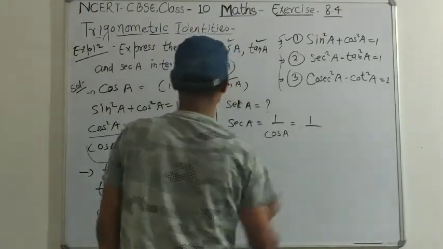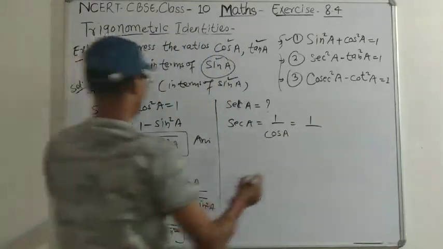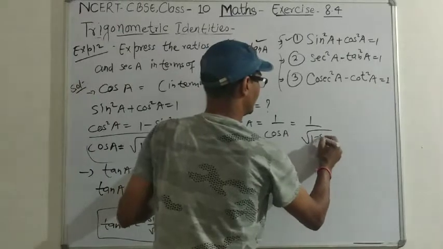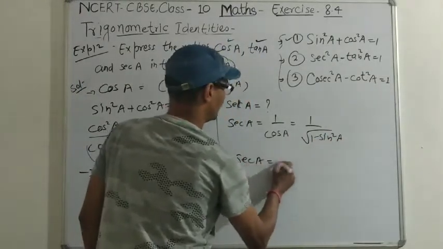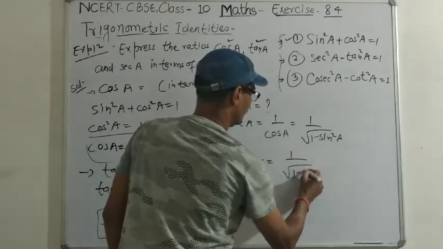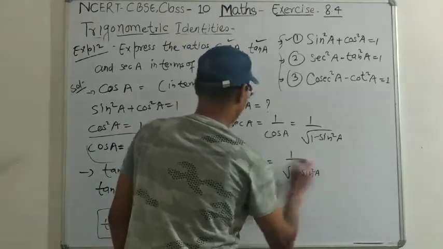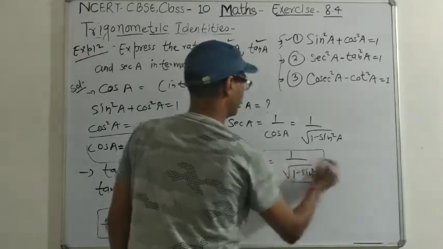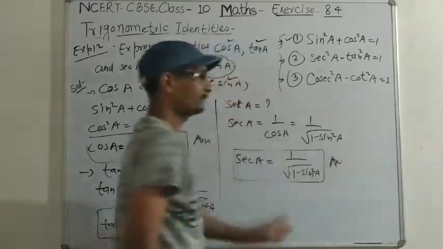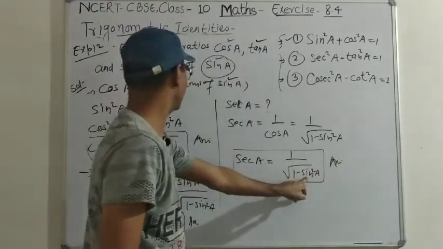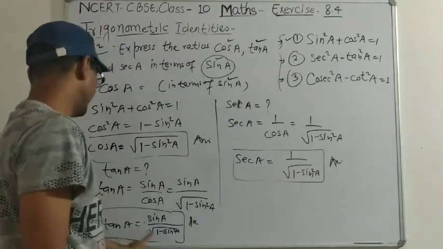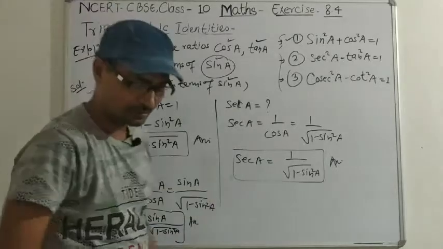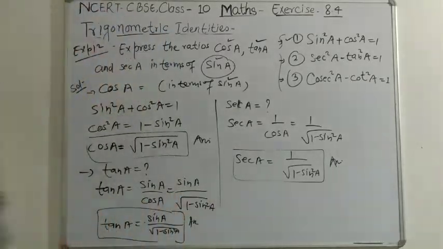So 1 by what is cos a? Already we have cos a, root over 1 minus sin square a. So sec a equal to 1 by root over 1 minus sin square a. So it is the answer of sec a in terms of sin a. We solved sec a, got the term of sin. We solved cos a, got the term of sin. We solved tan a, got the term of sin. So these are the solutions of this example.